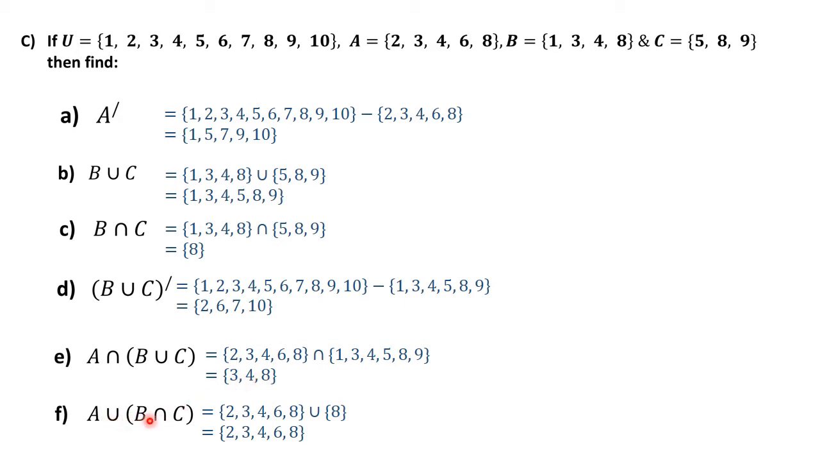A union B intersection C. Union means join and B intersection C is 8.